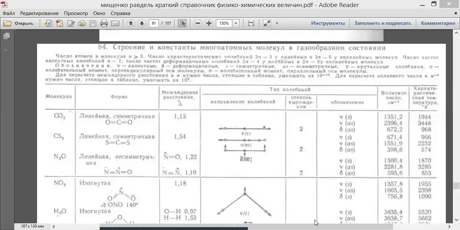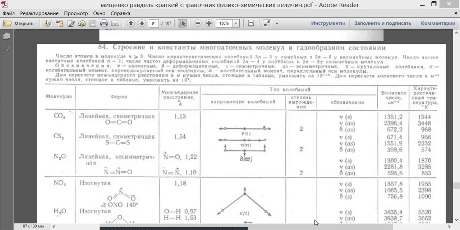Yeah, here it is. Yeah, you can see it. It's in Russian, but I hope that you can find similar references in your books and your manuals.